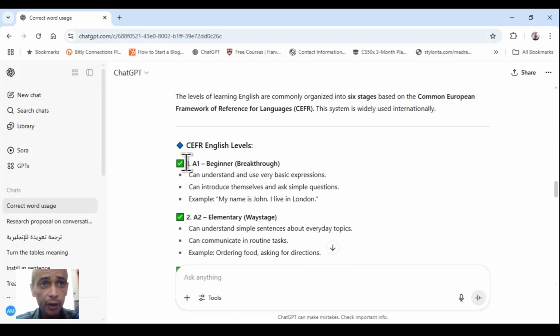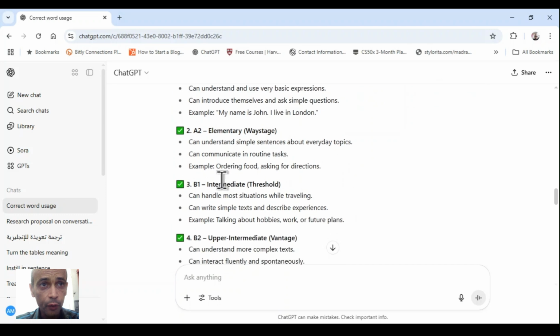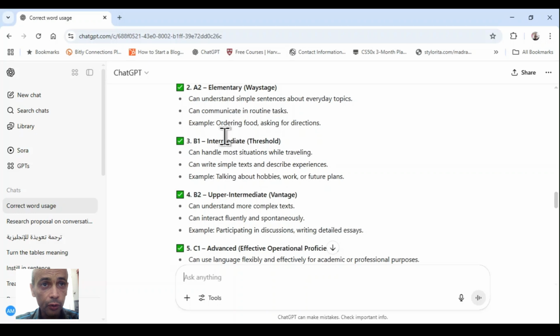A level is divided into two levels. The beginner level, we give it the name A1. The second level, to go up higher in your proficiency, you will become A2, elementary. If you go up higher, you reach the intermediate B1, and we have B2 up higher.